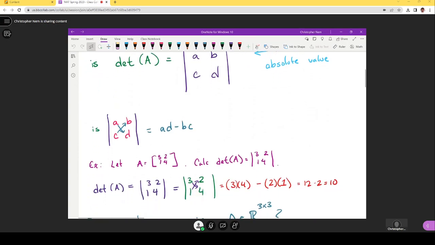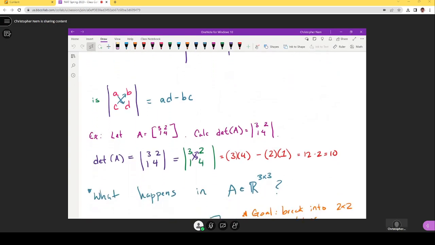So I can calculate the determinant of a matrix, multiply those corners, those diagonals, and then subtract them from one another. I get 10 in this case for this example. Then the question is, what happens in a 3 by 3? Because with a 3 by 3, I have more numbers to work with, and it might not be as simple. So mathematicians, what they do instead is they turn the 3 by 3 into 2 by 2s. So they can work with that definition.